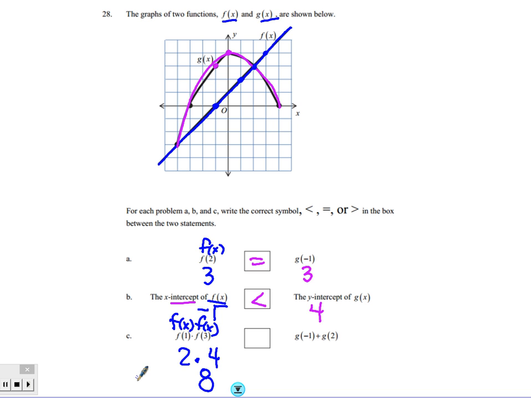That's pretty big. Okay, and on this side I'm supposed to add g of -1 and g of 2. Again, g of x. If x is -1, g is 3. And here, g of 2, if I go to 2, I'm at 3. 3 plus 3 is 6. Which is bigger? This one's bigger.